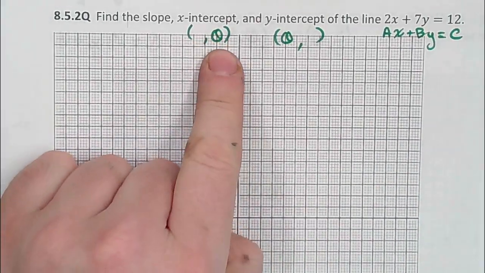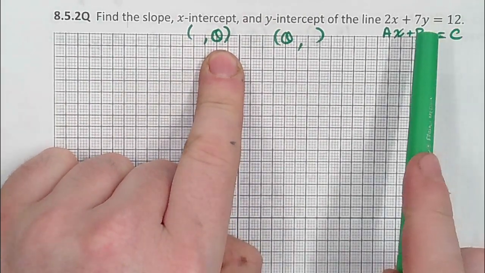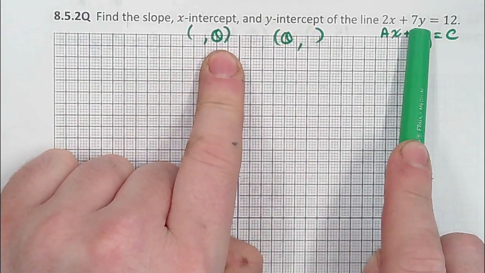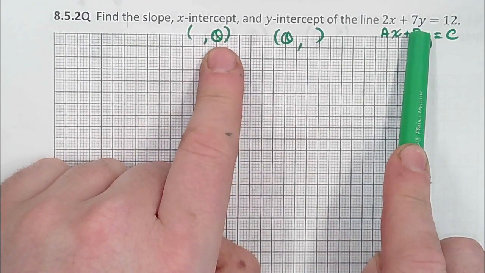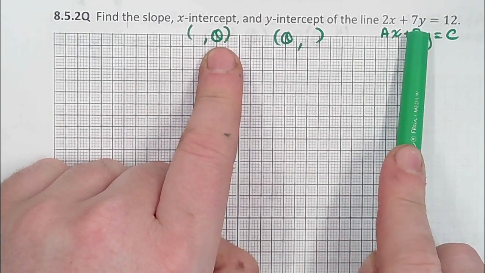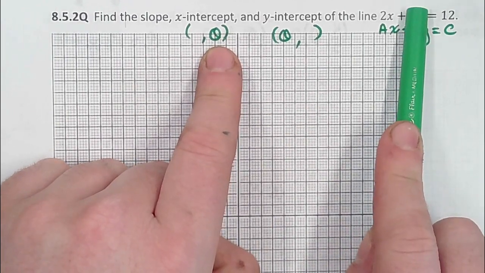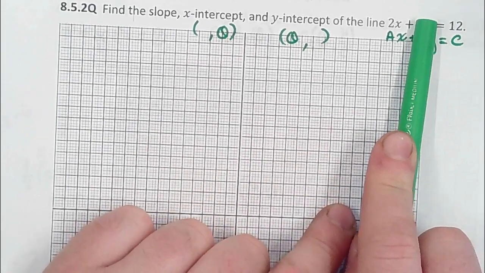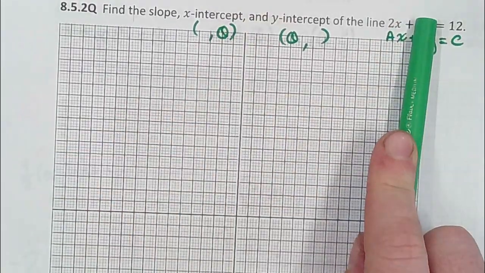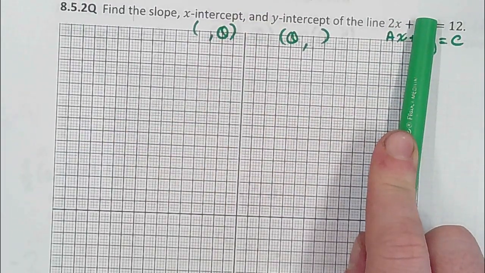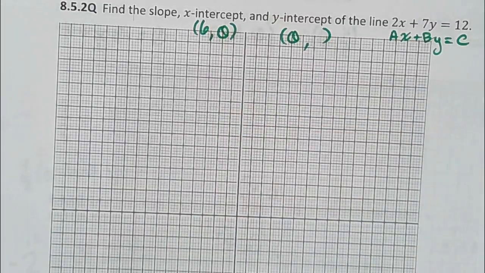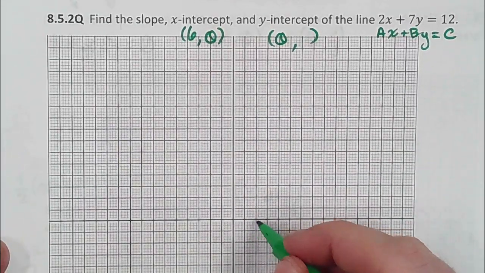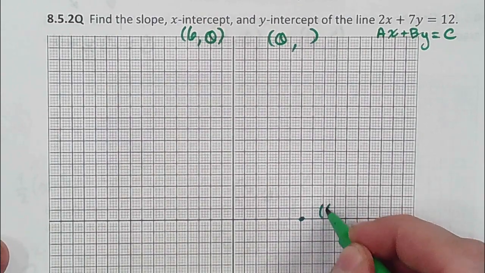Imagine that y is 0. What's going to happen here if y is 0, Joseph? What happens when I plug in 0 for y? It'll go away, exactly, right? Because 0 times 7 is 0. What times 2 then gets me 12? Yeah, 6. So 6 and 0 works, and that's our x-intercept. So 6, 0. That's here. 1, 2, 3, 4, 5, 6.